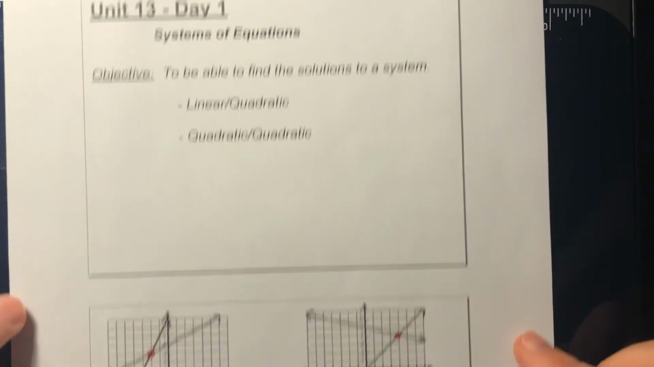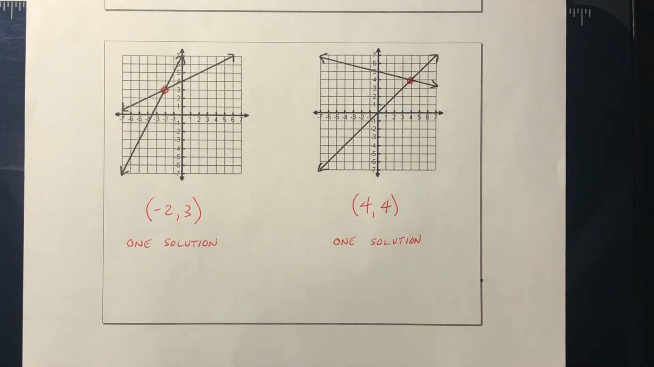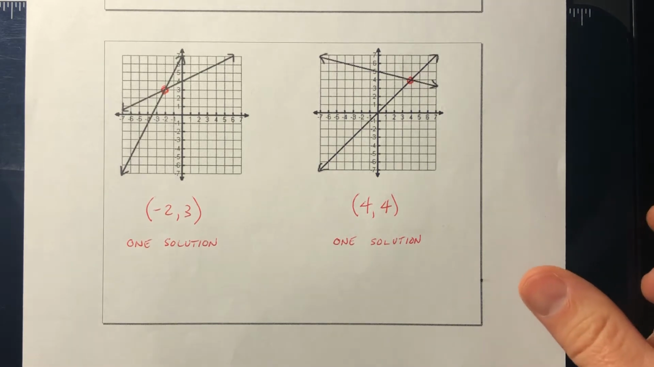Now, you did this in Algebra 1, but what do you remember from Algebra 1? Here's what you did in Algebra 1. We have two lines, two linears, and they intersect. The one on the left, you can see they intersect at the point -2, 3. So we have one solution. The one on the right, we got two lines. They intersect at the point 4, 4. So again, we have one solution. Again, you did this in Algebra 1, so hopefully it's just a quick review.